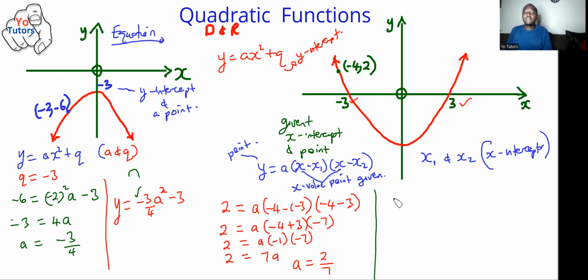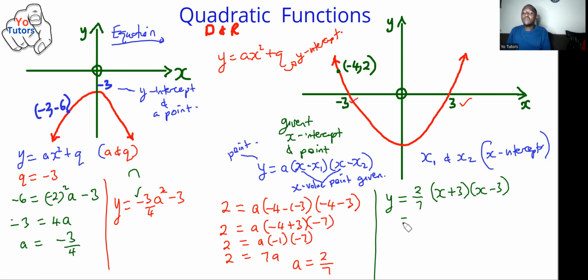So now we put in the values. Y, we return the value of y there. A, we now have it as 2 over 7, and you can see that it is also facing up, so it's supposed to be positive. Then in our brackets, what are we going to have? X minus minus 3, which is x plus 3, then also here, x minus 3. Okay, now we're substituting the values.